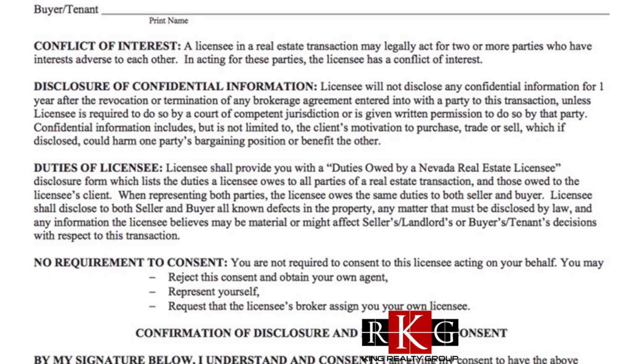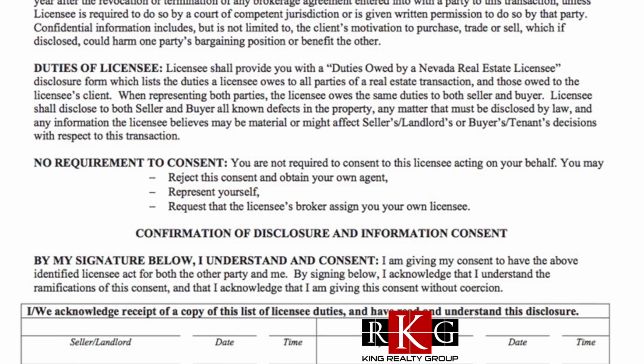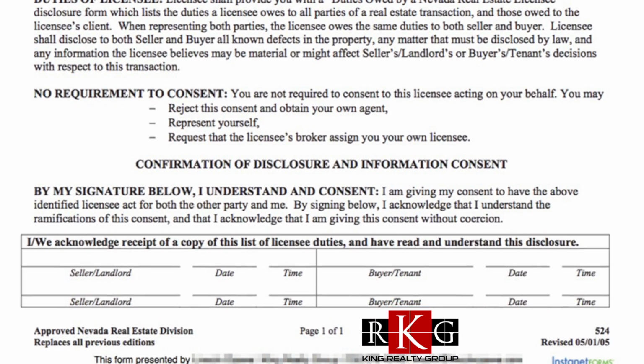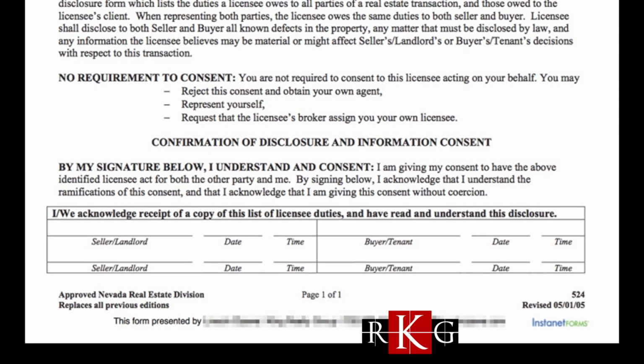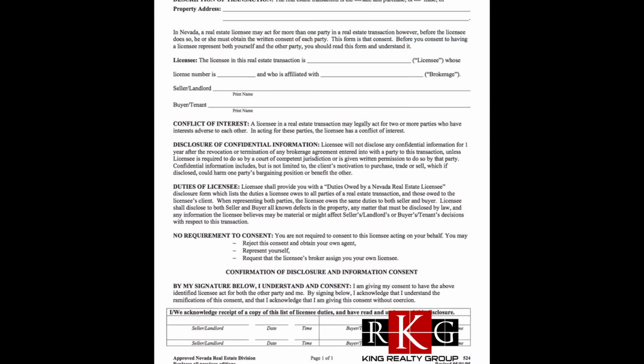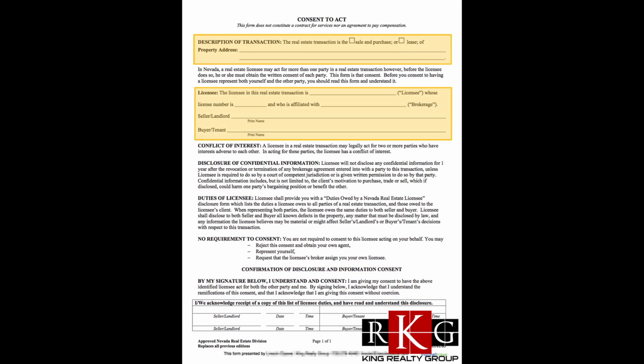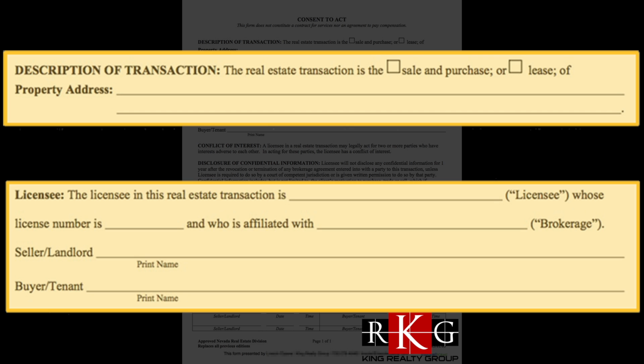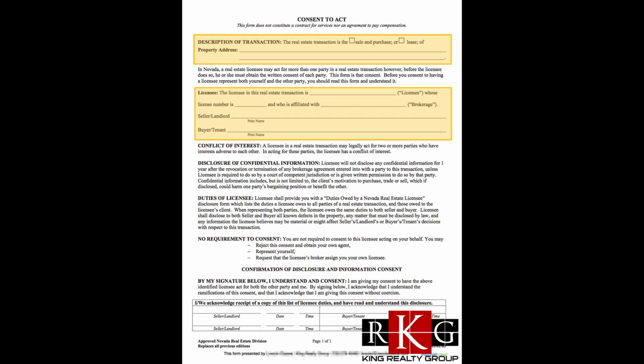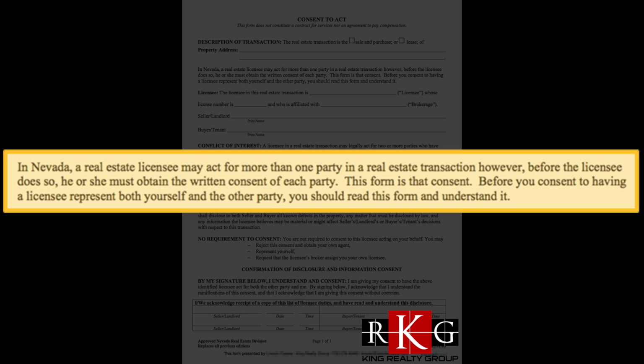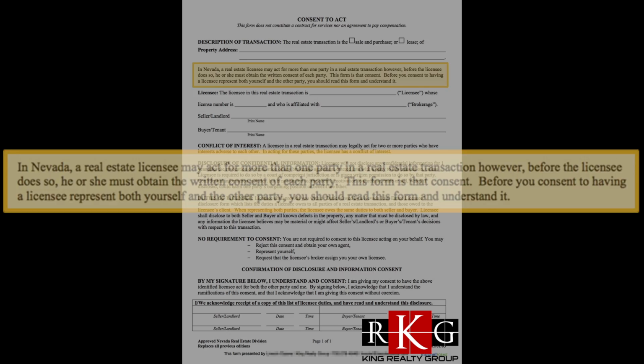When representing more than one party in a transaction, the broker must disclose this representation and obtain written consent of each party before proceeding. The form is divided into approximately 7 parts. Parts 1 and 3 are informational, giving the property address, licensee's name and license number, brokerage, sellers, and buyers' names. Part 2 recites the legal authorization that allows a broker to act for more than one party in a real estate transaction and states the requirement for written client authorization.